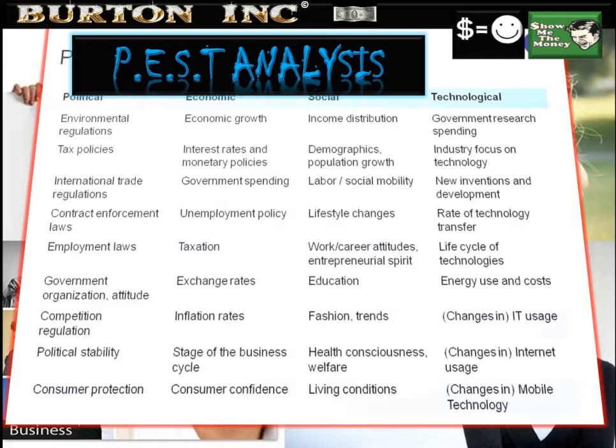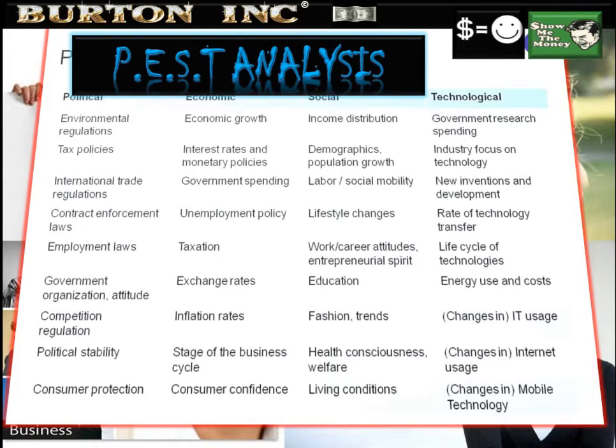Economic factors, economic growth. If economic growth is booming and businesses are likely to be doing well, demand will be picking up and they could well be looking to expand their sales. Interest rates and monetary policies, big effect on the economic environment. How much governments are spending, how much governments are taking in taxes, inflation rates, what stage of the business cycle we're at, how confident consumers are. A whole lot of impacts here under economic.